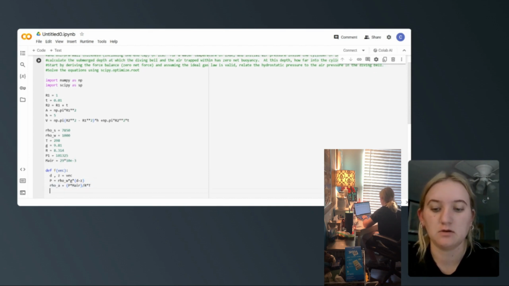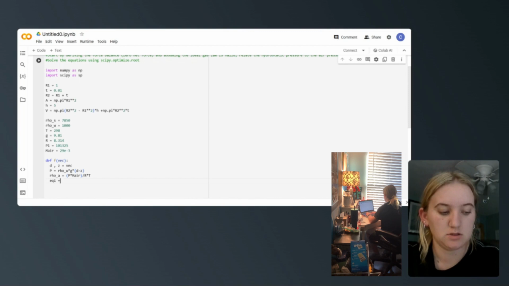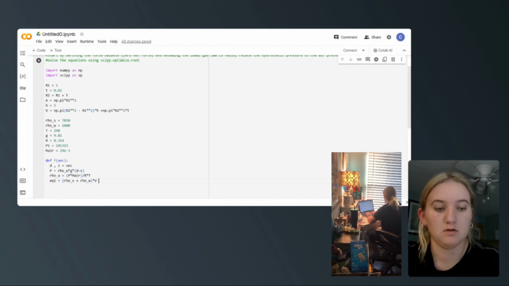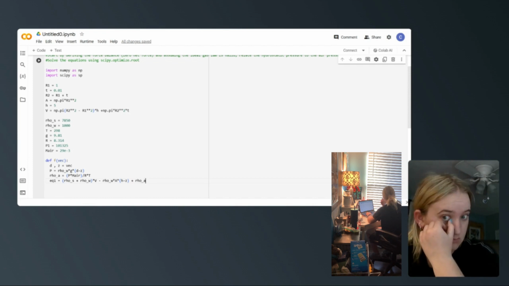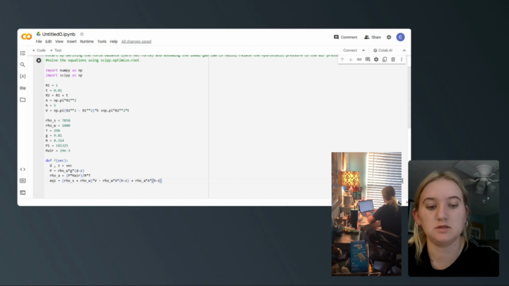And then within this, we are going to want to write out our equations. So we're going to plug in equation 1, which is going to be equal to the density of steel plus the density of water, and all of that times V, and then minus the density of water times the area times H minus Z. And then we're going to add density of air times the area times h minus z.